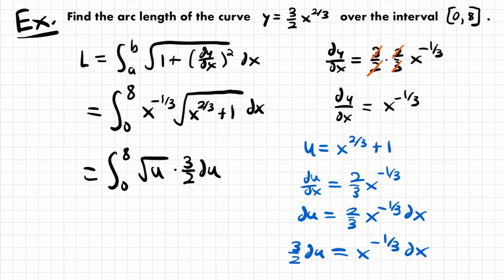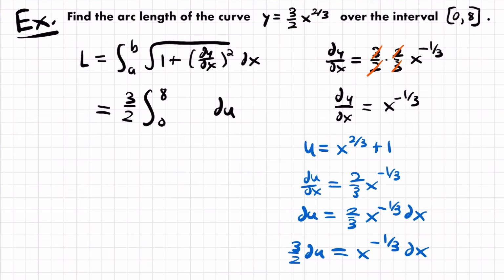All right, and so now if we pull this 3/2 to the outside of the integral, this will be equal to 3/2 times the integral from 0 to 8 of the square root of u times du. And now we have a pretty simple integral that we should know how to solve. And so if I clean up my work again, we can rewrite the square root of u to be u to the 1/2 power, and that will allow us to see more easily how we will use the power rule of integration.